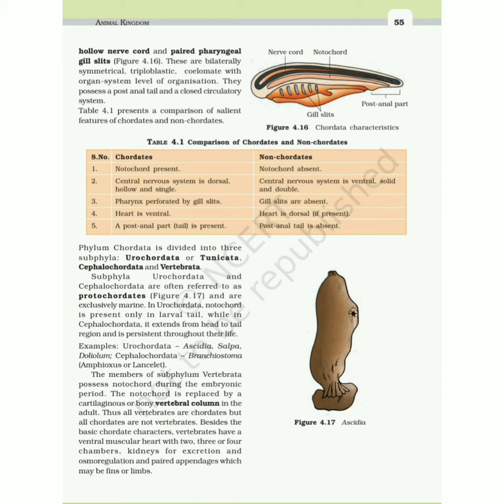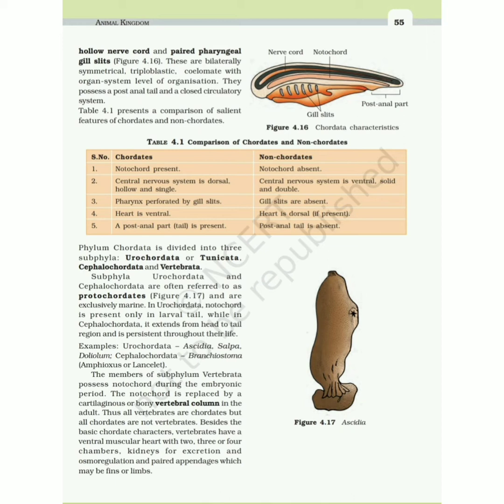Besides the basic chordate characters, vertebrates have a ventral muscular heart with 2, 3 or 4 chambers, kidneys for excretion and osmoregulation and paired appendages which may be fins or limbs. Nerve cord, notochord, post-anal part, gill slits. Figure 4.16 Chordata characteristics, figure 4.17 Ascidia.